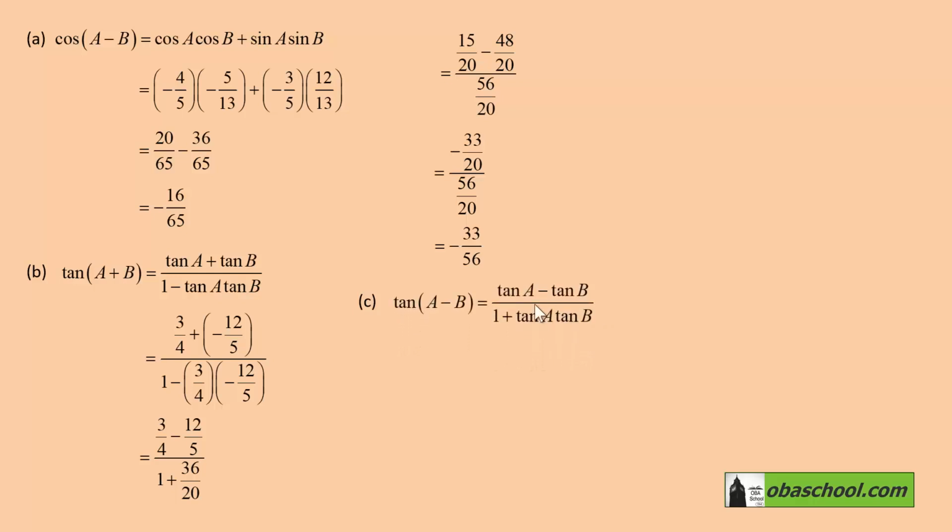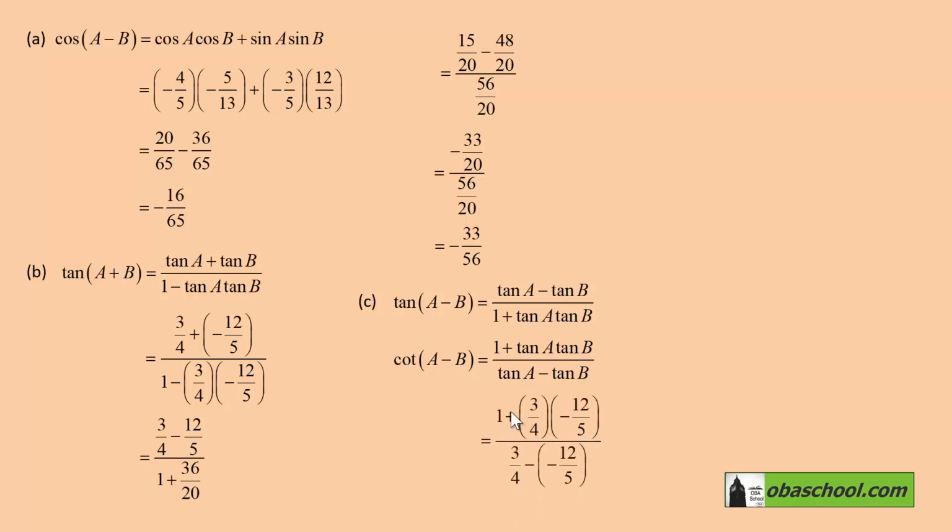Now we want cot(A minus B), but let's start with tan(A minus B). So that's tan A minus tan B over 1 plus tan A tan B. And that means the cot, we can just flip the fraction and put the 1 plus tan A tan B on the top and tan A minus tan B on the bottom, and substitute in our familiar values from over here.